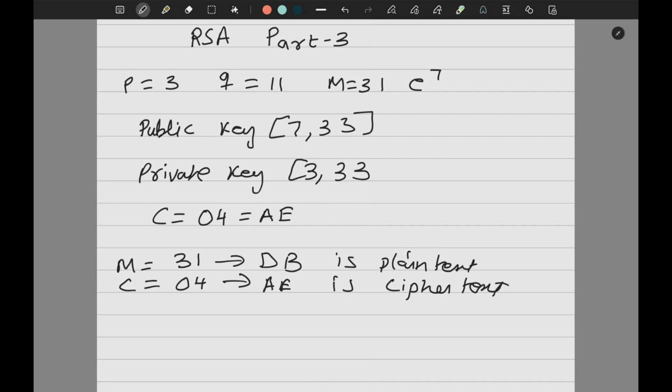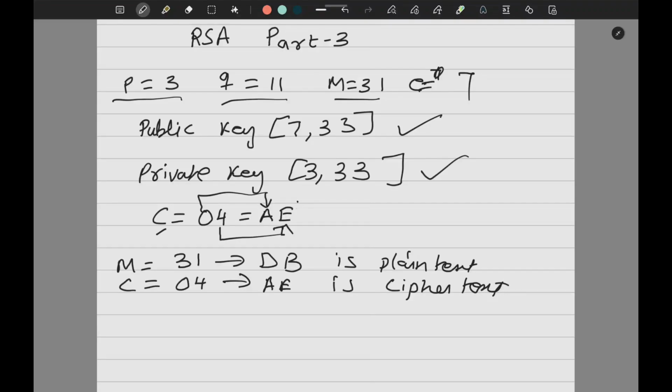So the second part, we concluded at the question where P was given, Q was given, M was given and E was given. E was given 7, right? And then we figured out the public key, we figured out the private key, and then we did the encryption where I found the value of C, which was 4. So I wrote it 04, and when I used that RSA algo codes, I got 0 is equal to A and 4 value is E. So I got AE. So the M is equal to 31, which is given.